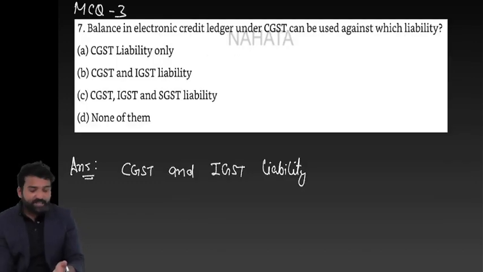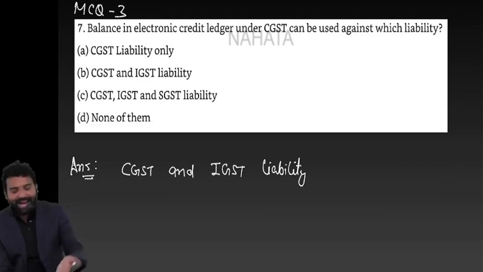I have some MCQs. You have to answer these MCQs. I have already given the answer, but look at the MCQ. I have a balance in the electronic credit ledger under the CGST Act. It can be used against which liability? Tell me the answer. CGST only, or CGST and IGST? The answer is CGST and IGST.